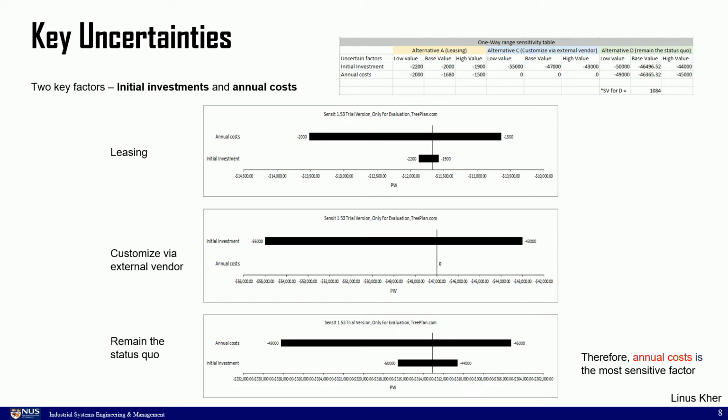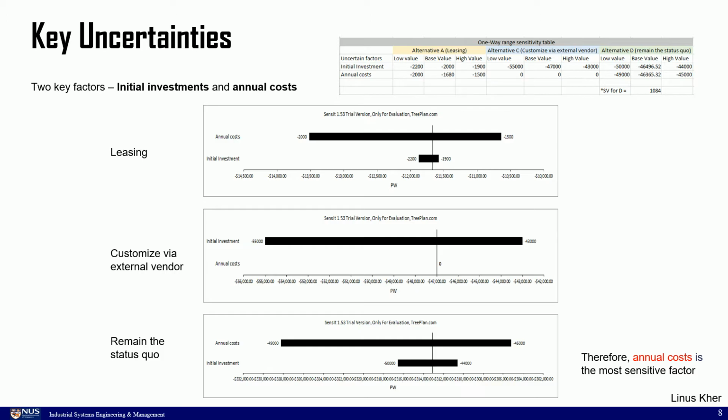Thank you. Hi, I'm Linus, and I'll be talking about the key uncertainties and risk analysis. For this project, we must consider any uncertainties that may arise. We did a one-way range sensitivity analysis to see which factor is the most sensitive one. Based on our research on our proposed alternatives, we identified two factors: initial investment and annual cost. The initial investment may vary as companies might give us a different quotation based on how complex we want our things to be done. The annual cost will also vary as rental fees may increase or decrease in price due to unforeseen circumstances such as promotional price.